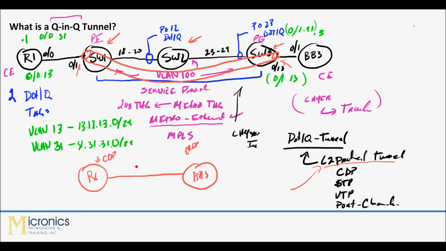Now, what we'll do is continue to leverage VLAN 100 to accomplish this, but this is not part of the 802.1Q tunneling component. All we're going to do is make a configuration such that R1 thinks it's directly connected to BB3, and we're going to accomplish that by tunneling our layer 2 protocol, specifically CDP, between the two of them. And we can do that very quickly by going to SW1.